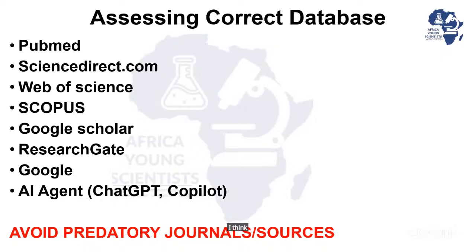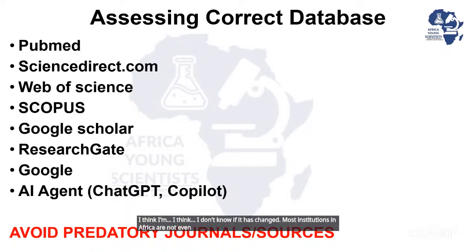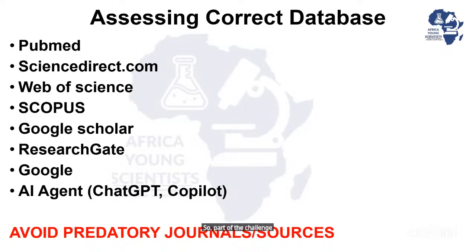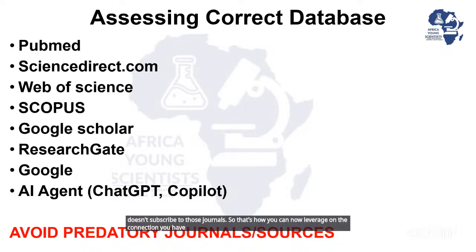Some of these journals you are not able to access because maybe of your institution. I don't know if it has changed, but most institutions in Africa are not even giving PhD students institutional emails. So part of the challenge you're having is that the school where you're doing your program doesn't subscribe to those journals. That's why you can leverage the connection you have with your mentors. Some of the institutions here may have subscriptions to those journals.